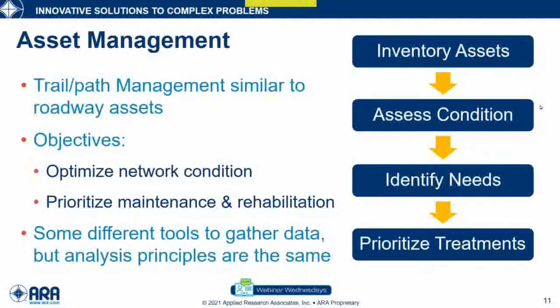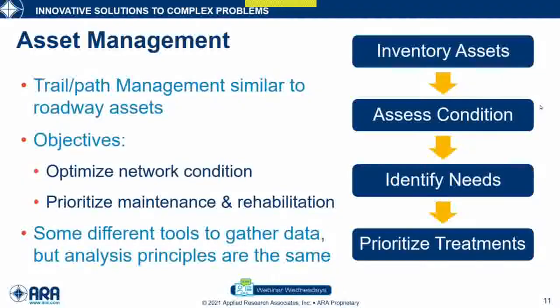And while street-based condition methods often use vehicle-based multifunction digital survey vehicles with various sensors to collect this data, those aren't always compatible with trail networks, seeing as we oftentimes don't have 12-foot wide paths. So sometimes more unique or special data collection methods can be used, and we'll get into that a little bit further soon. So once we know what condition our network is, we can identify the needs.